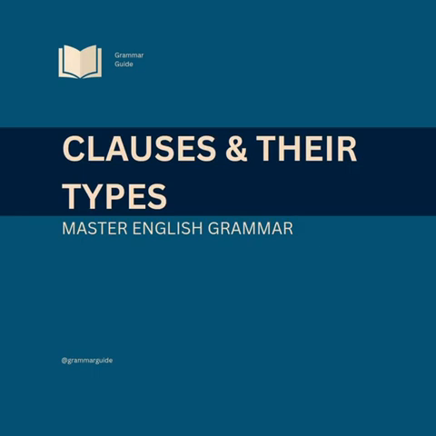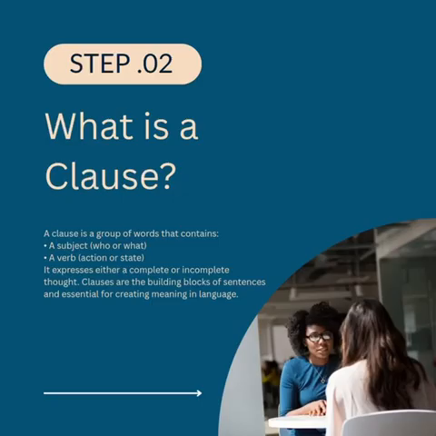We will discuss its definition, types, and examples in a very simple way. A clause is a group of words that has a subject and a verb. A clause can give a complete idea or an incomplete idea. Clauses are basically the building blocks of sentences. We use them to create meaningful sentences.